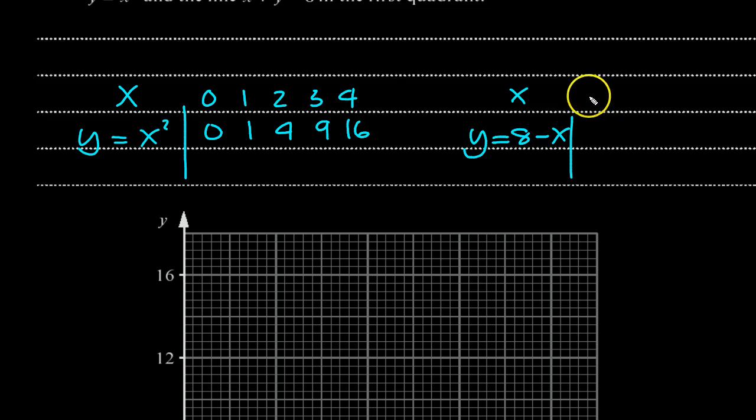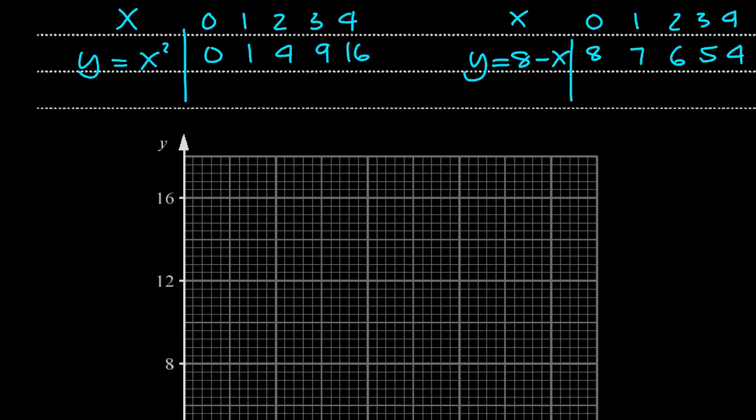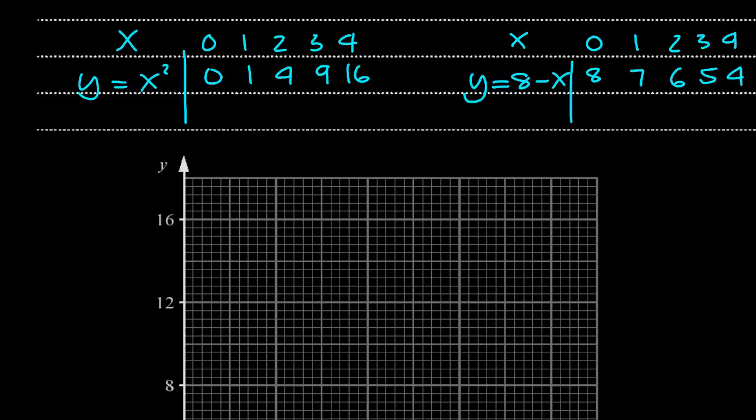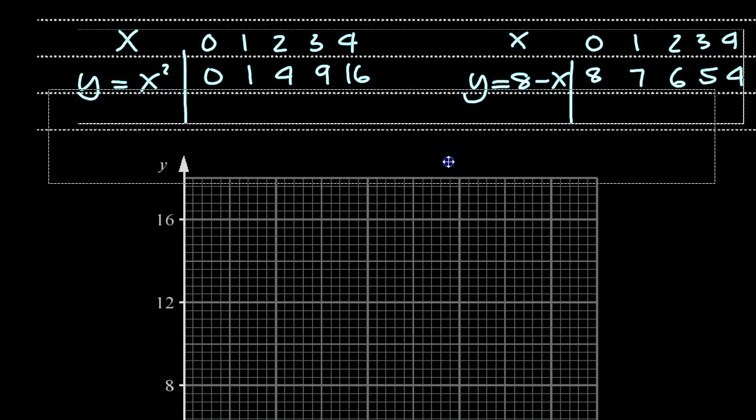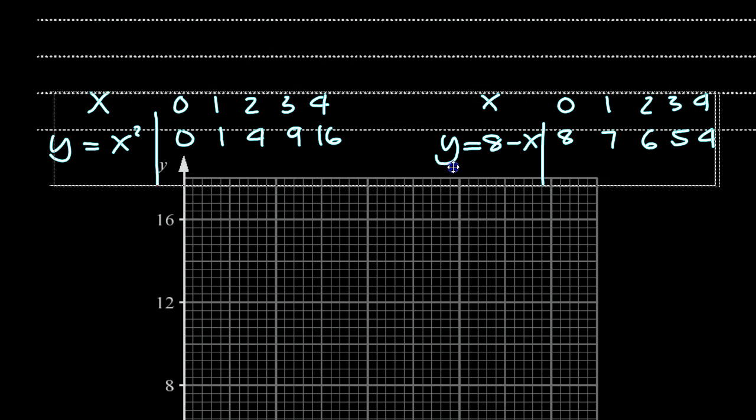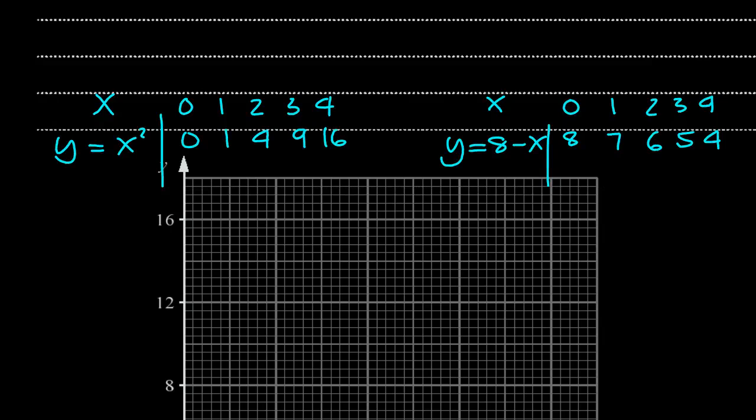Okay, and here, if we do 0, 1, 2, 3, 4 again, 8 minus 0 is 8, 8 minus 1 is 7, 8 minus 2 is 6, 8 minus 3 is 5, and 8 minus 4 is 4. So that's a straight line anyway, so we don't need to really mark all those points off. So let's move these down now, while we sketch the plot. We'll just move them down so that we can see what we've got, and then we'll move them back up in a moment.